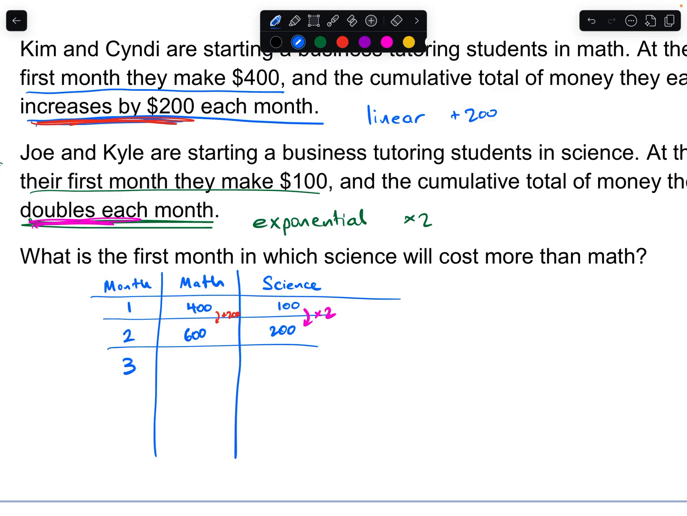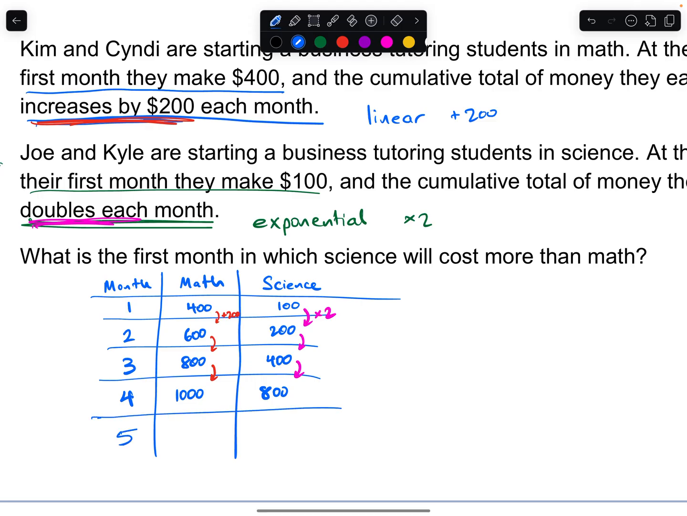In month 3, we're going to need to add 200 again. So 600 plus 200 is $800. And then same thing for science. If we multiply by 2, 200 times 2 is 400. And math is still earning more, so let's do it again. 800 plus 200, it's going to be 1,000. And 400 times 2 is 800. Ooh, we're getting closer. Maybe we just need one more month.